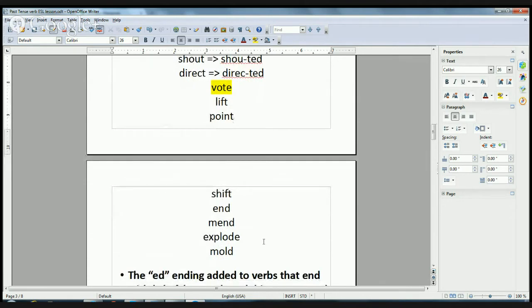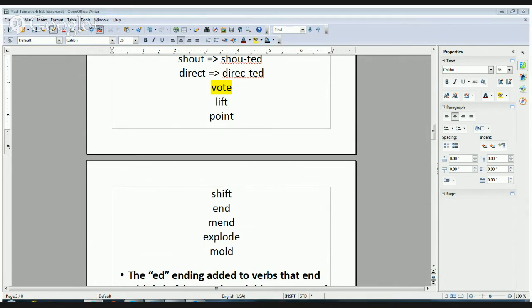Okay, let's move on and let's have Ava. Ava, take the next three words. How do I say those three words in the past tense? Ava? Okay, I think Ava stepped away for a moment.